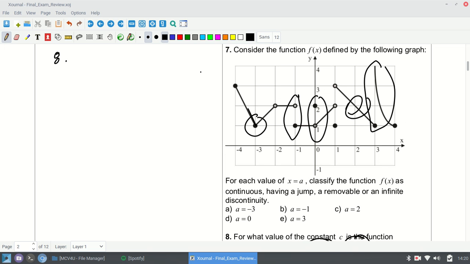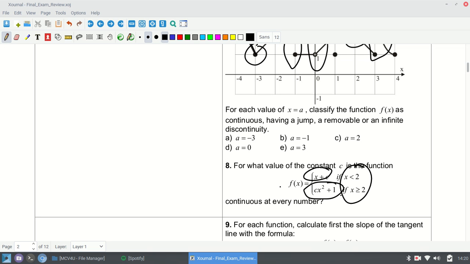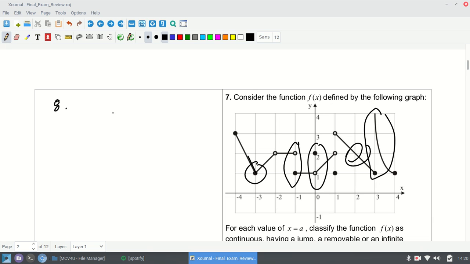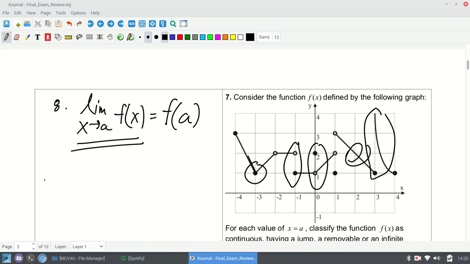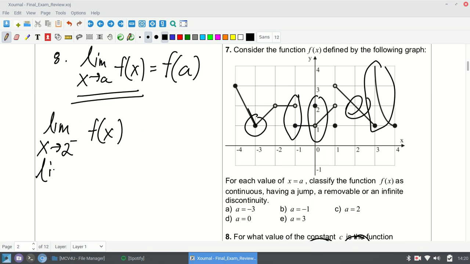We're not checking any conditions though. We're just going to find the c that makes it continuous at 2. One of the conditions for continuity is that the limit as x approaches a of some function equals the function evaluated at a. But for this to be true, the limit has to exist. So you need to make sure that the limit as x approaches 2 from the left of f of x equals the limit as x approaches 2 from the right.